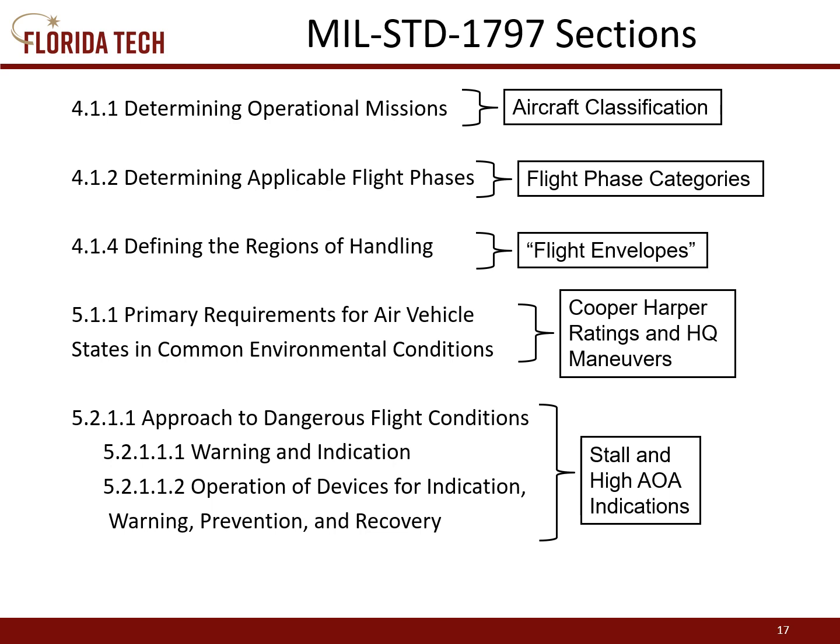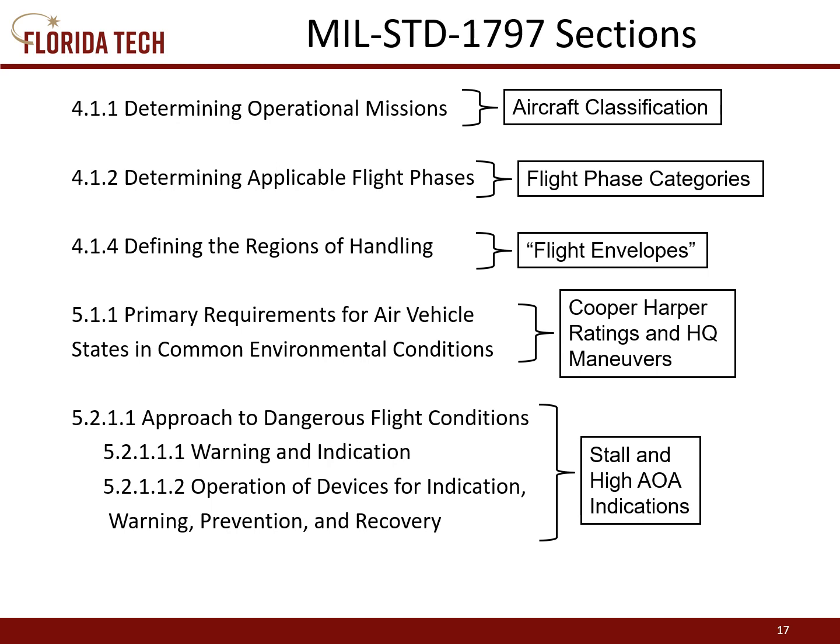Next, we'll walk through the different MIL Standard 1797 sections and just kind of put some general words to what we're seeing in the paragraph structure. Section 4 is where aircraft classification, flight phase categories, and flight envelopes are defined.